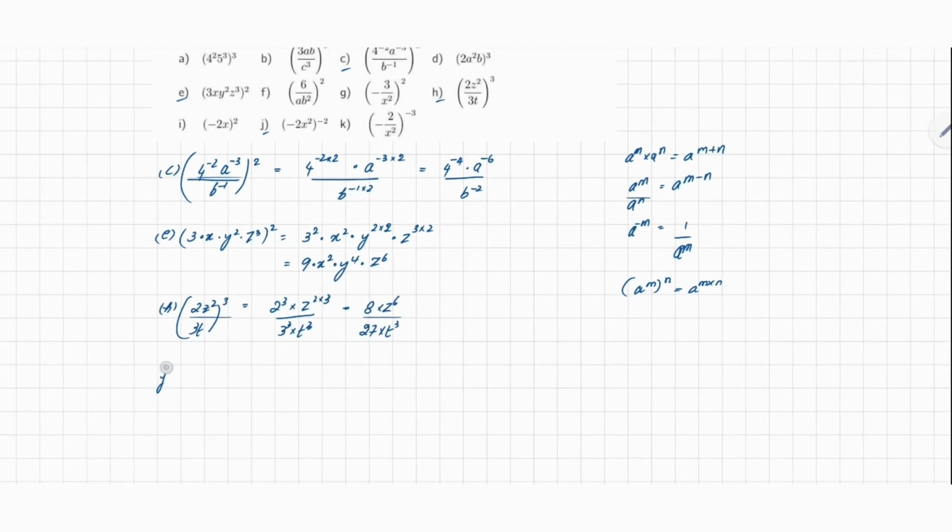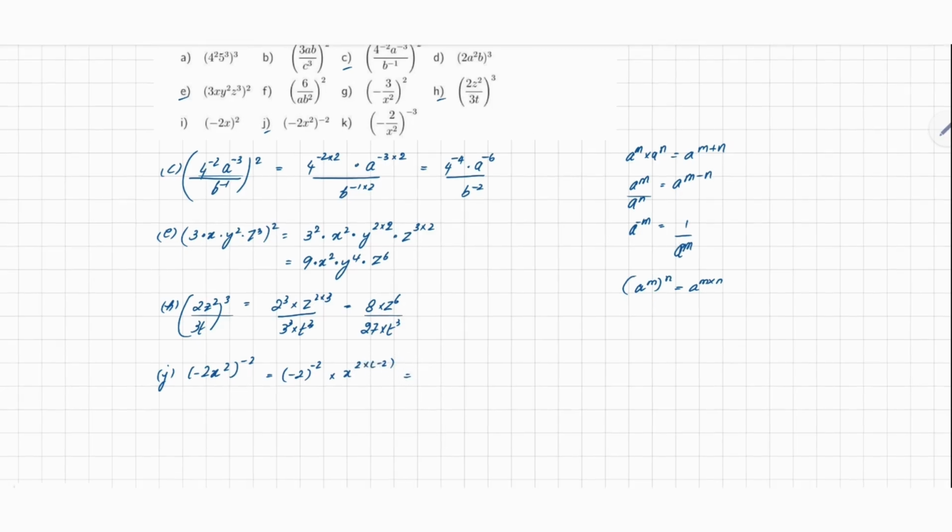Next we have question J. Minus 2 times x squared raised to minus 2, and that is minus 2 raised to minus 2 times x squared times minus 2. This can be written as 1 over minus 2 squared times x to the power minus 4, which can also be written as 1 over 4 times x to the power 4.